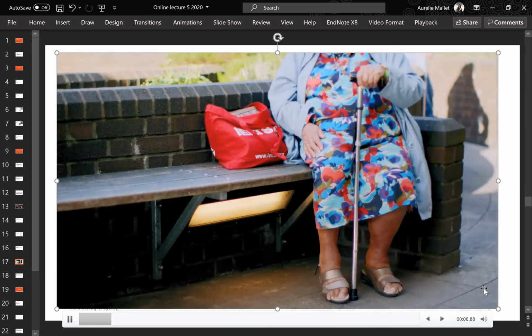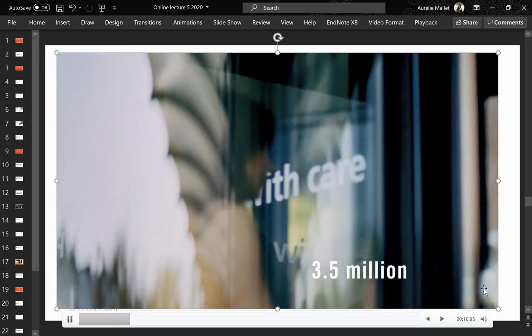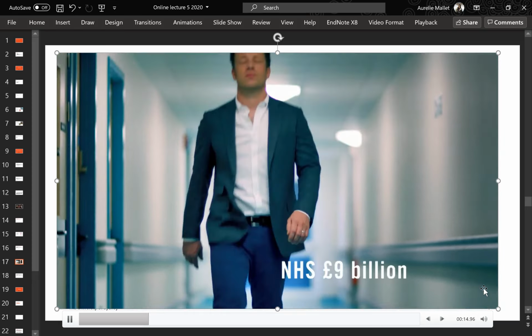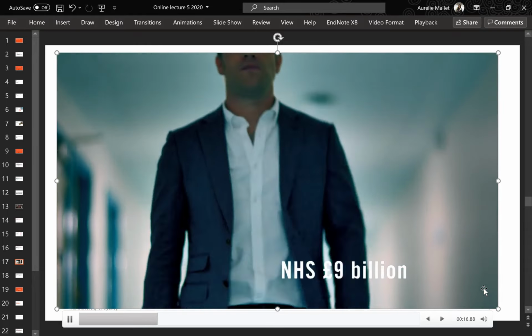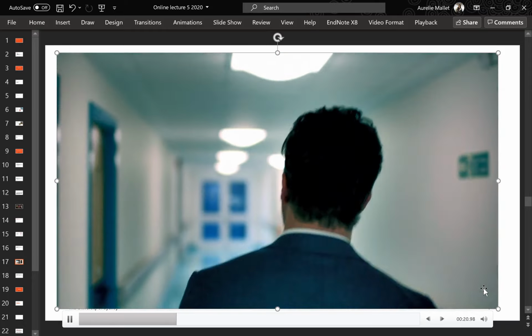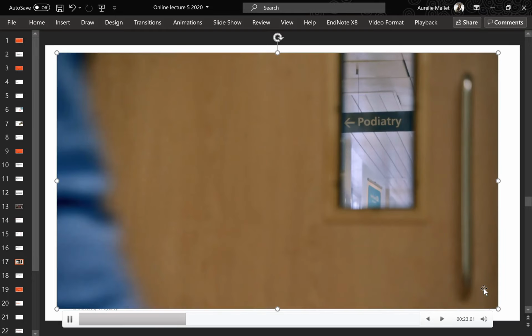Type 2 diabetes is increasing on an alarming scale in the UK. There are currently 3.5 million people with the disease, costing the NHS almost £9 billion per year. And it's only going to get worse if we continue the way that we're going.